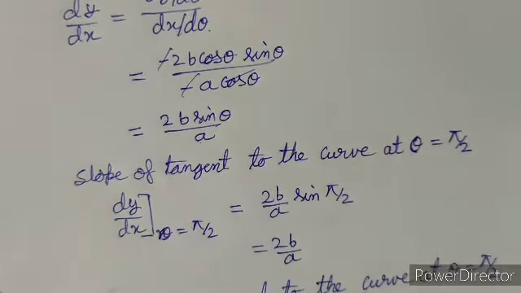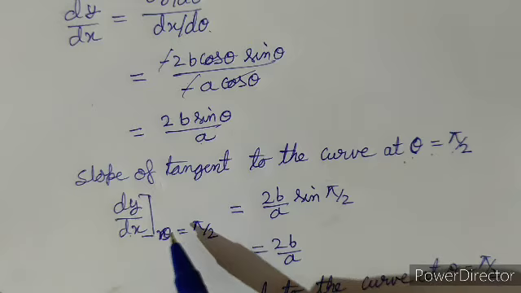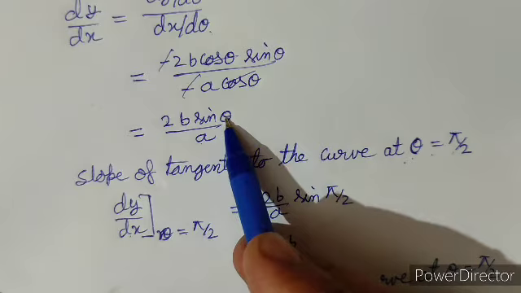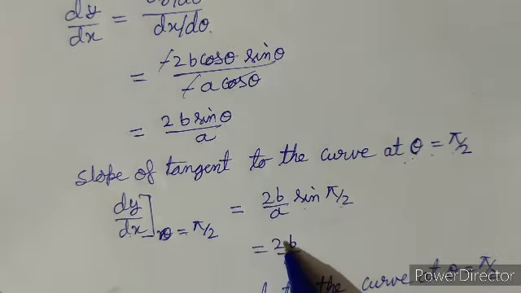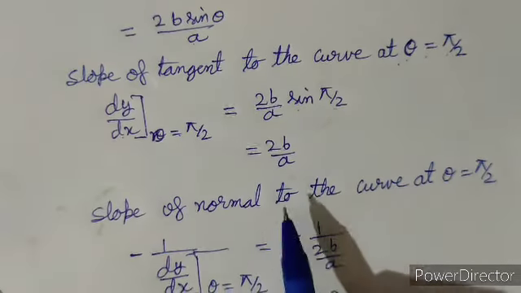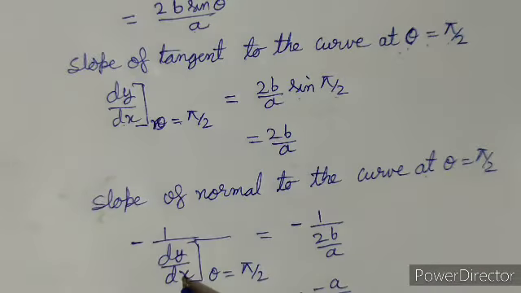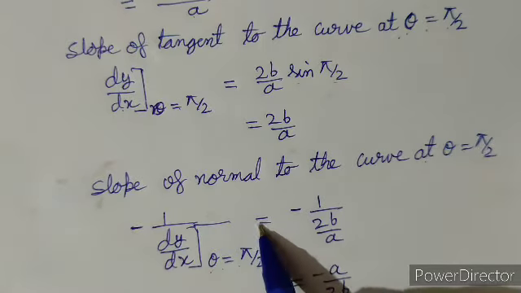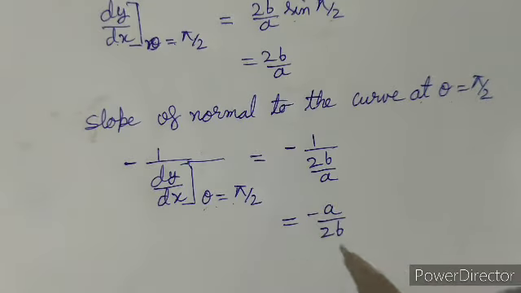Now the slope of the tangent to the curve at theta = pi/2 is given by dy/dx at theta = pi/2, which is 2b/a times sin pi/2. As we know, sin pi/2 is equal to 1, so that will be 2b/a. Now the slope of the normal at theta = pi/2 is -1 upon dy/dx, or you can say -1 upon the slope of the tangent at that point, which is -1 upon 2b/a, and this equals -a/2b.